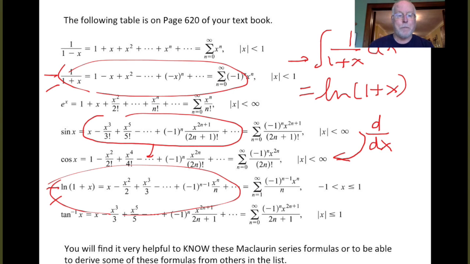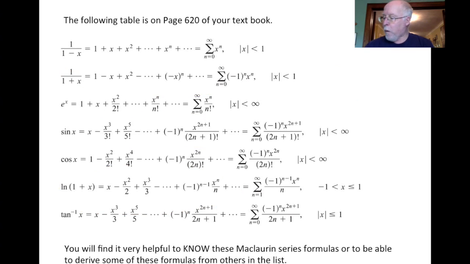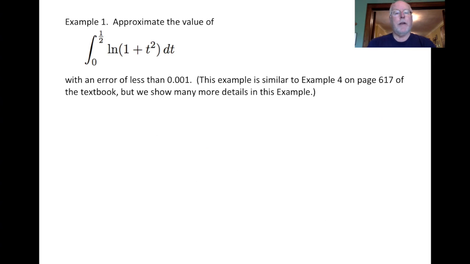So we're going to employ, in fact, the logarithm series to approximate the value of the integral of log of 1 plus t squared dt integrated from 0 to 1/2. We want to get this approximation with an error of less than 1/1000th. We'll see how series, in particular, surprisingly, the alternating series test will come into play to help us do this.